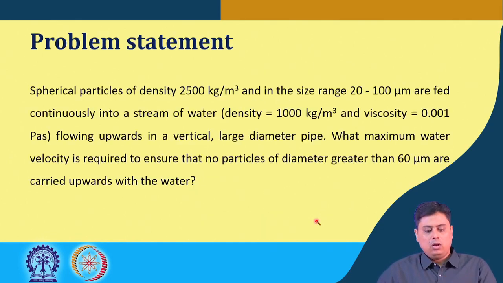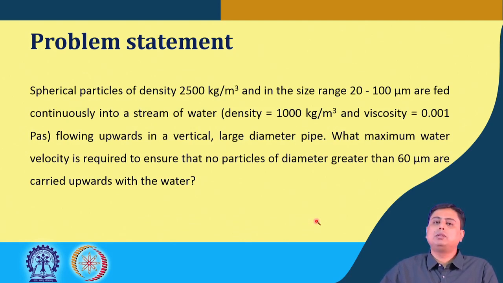Okay. Now, we see another problem which is very simple, just to revisit the concept that we have gone through in the previous classes. A spherical particle of density 25 kg per meter cube and size range 20 to 100 micron are fed continuously to a stream of water, density 1000 kg per meter cube, viscosity known, flowing upward in a vertical large diameter pipe. So, what is the minimum water velocity that is required to ensure that no particle of diameter greater than 60 micron is carried upward with the water?